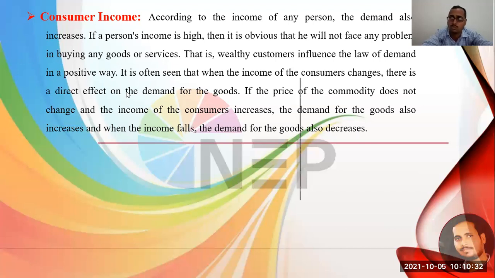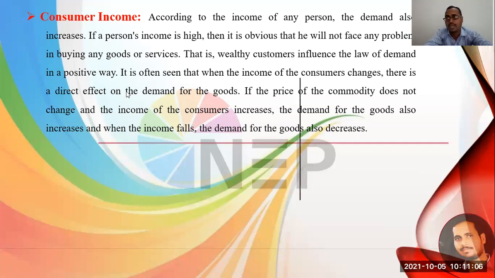If the price of the commodity does not change and the income of the consumers increases, then the demand for the goods also increases. And when the income falls, the demand for the goods also decreases. So by this observation, students, we can say the income of the consumer plays an important role in the demand for commodities. Due to increasing income of the consumer, the purchasing capacity of the consumer will increase, and with high purchasing capacity, consumers demand more amount of commodities.